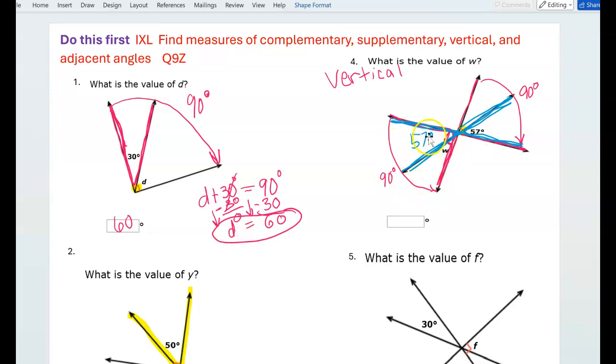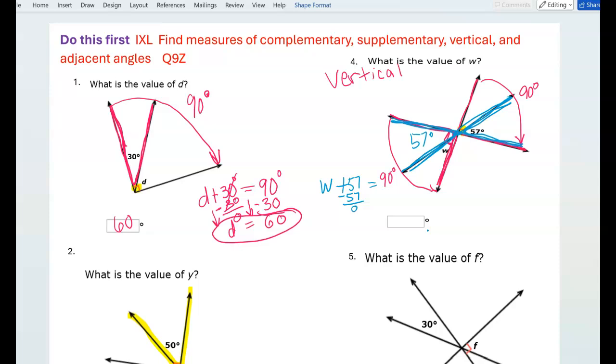So now we can solve for W. What is the value of W? We're going to solve for W. So this whole angle is equal to 90 degrees. So yay, we already have 90 degrees there, plus 57, and we're solving for W. So we're going to do the inverse operation of addition and subtract.